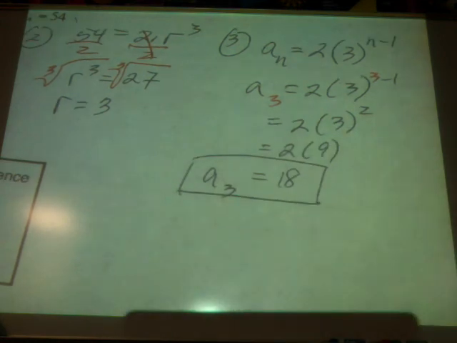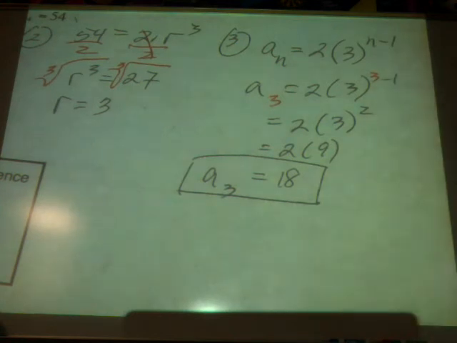And how can you check that? Well, we could take 54 and divide it by 3. Do we get 18? Yeah. Or you could take a sub 1, which is 2. What's 2 times 3? 6 is the second term. What's 6 times 3? 18 is the third term. So technically you could have done it any of those 3 ways, right? We're higher level thinkers. We're going to use our algebra.